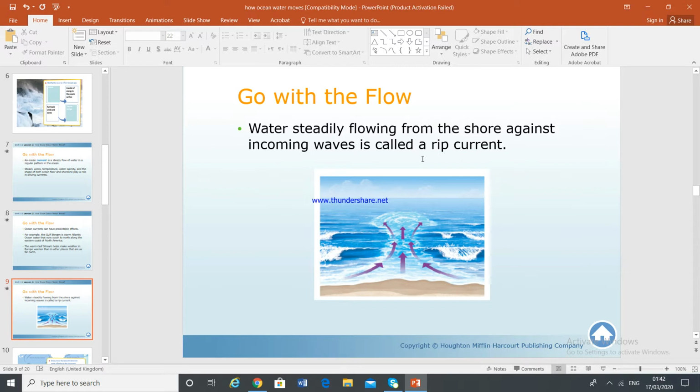So now, which way are the waves flowing? It's towards the beach. And which way does the rip current flow? Away from the beach. Do you see this diagram? It shows you the direction of rip currents.